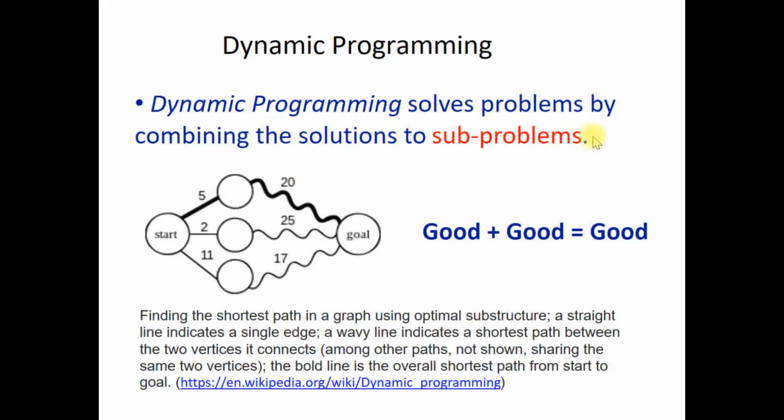Dynamic programming solves problems by combining the solutions to sub-problems. It's a computer algorithm used to solve optimization problems with the optimal substructure property. What is an optimal substructure property? It means that the combination of local optimal solutions is the global optimal solution. So in other words, good plus good is good.